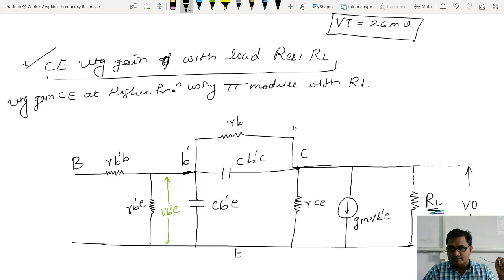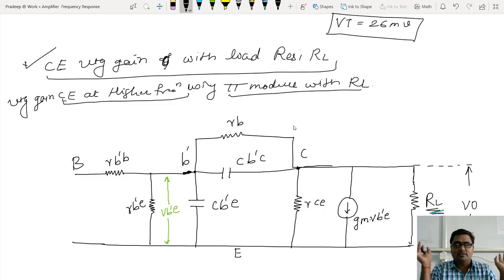See, I have connected load resistor. Now as I am going to consider load resistor, this dotted line should not be there. Let me draw it as a solid line. So now this is a pi module with load resistor. Yes, this thing we have satisfied. And now the circuit is what? CE, common emitter amplifier at higher frequencies. So this is the common emitter amplifier pi module at higher frequencies with consideration of load resistor. That's what the actual circuit is.